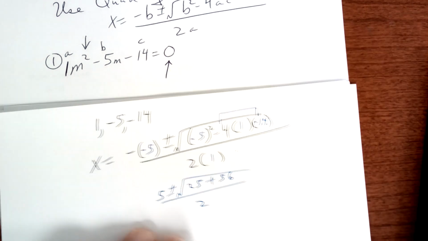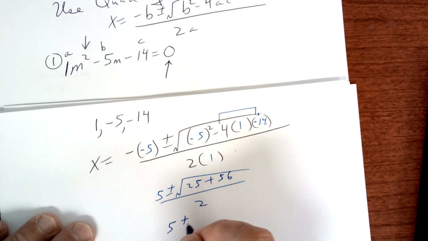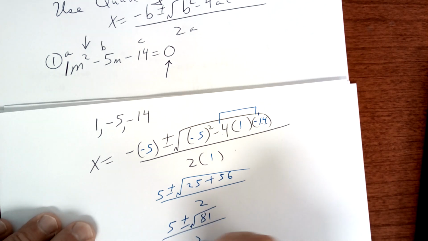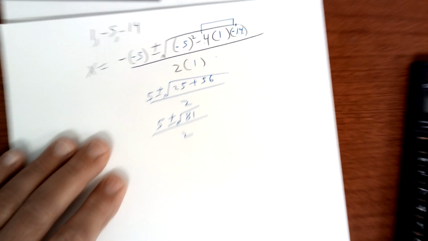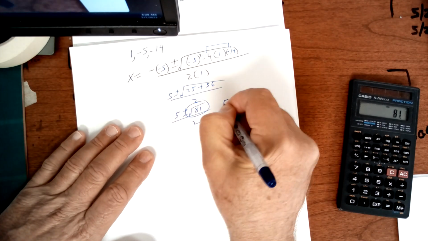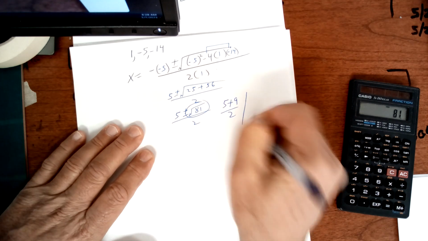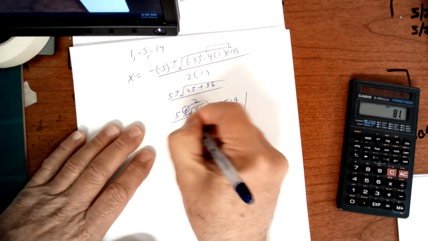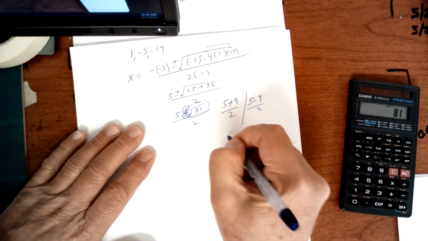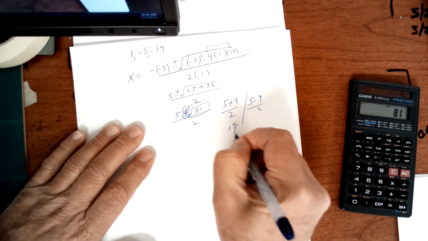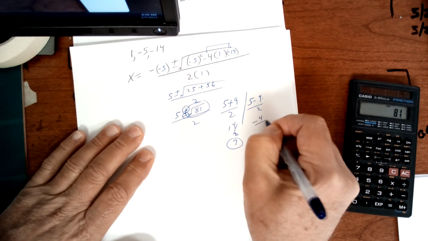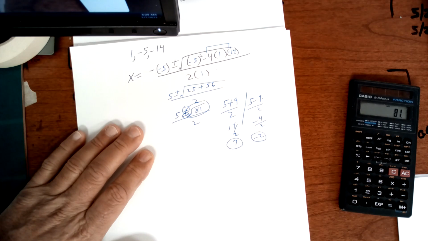So that's going to be 5 plus or minus the square root of 81 divided by 2. Well, guess what? 81 is a perfect square, so that's going to be 5 plus 9 divided by 2. That's the plus, and then you got the minus, so it's going to be 5 minus 9 divided by 2. So you're going to get 14 divided by 2, which is 7. That's one answer. And negative 4 divided by 2 is a negative 2. And there it is. And today you have a worksheet.